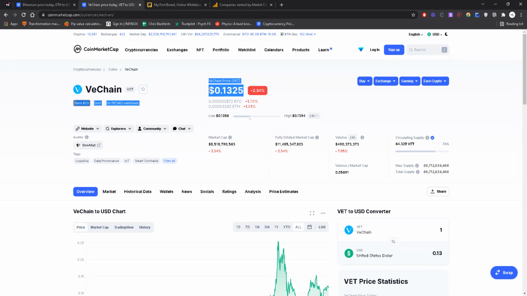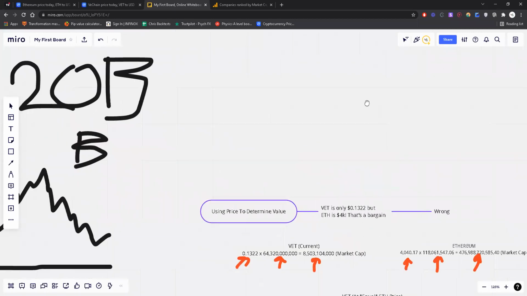So you're looking at something like, oh, I think VeChain is going to be worth $4 in the future. That's not the right way to do things. The right way to do things is to look at the market cap. Why is the market cap so important? Because the market cap is what tells you the value of the project, of VeChain, okay? And the market cap is calculated by timesing the price of an individual coin by the total amount of those coins that are circulating, which is 64.32 billion in this case, and that will give you your market cap.